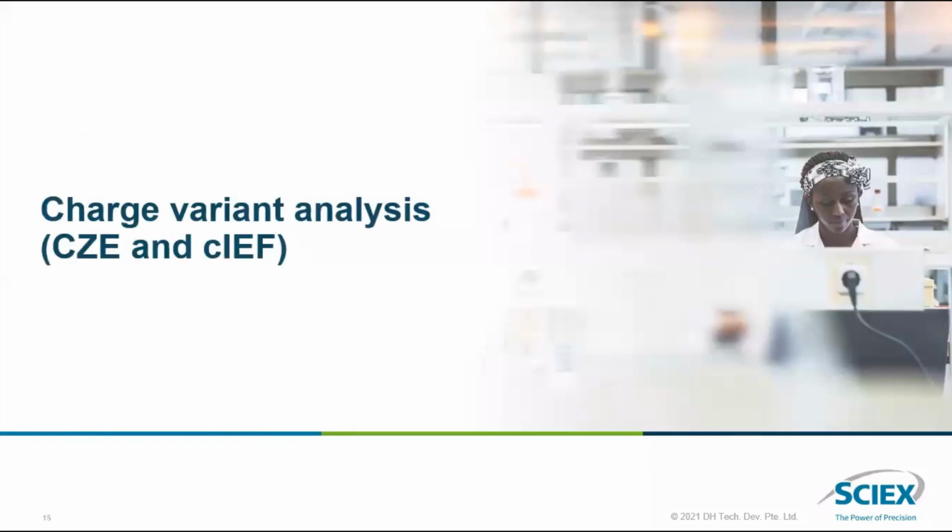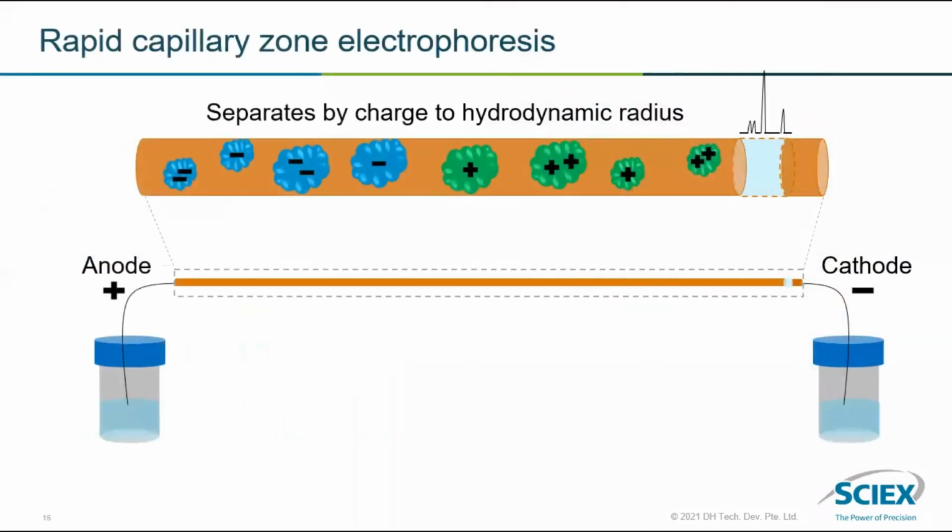In this channel, I'm going to talk about the charge variant analysis of the peptide. Here we have two different methods. One is capillary zone electrophoresis, and the other one is capillary isoelectric focusing. We'll start with capillary zone electrophoresis, which is a very fast method. We call this rapid capillary zone electrophoresis. Here the separation is based on charge to hydrodynamic radius of the peptide molecule.